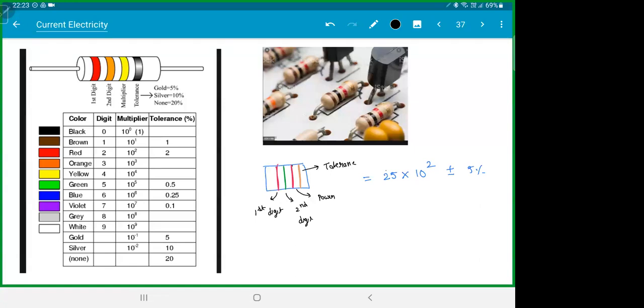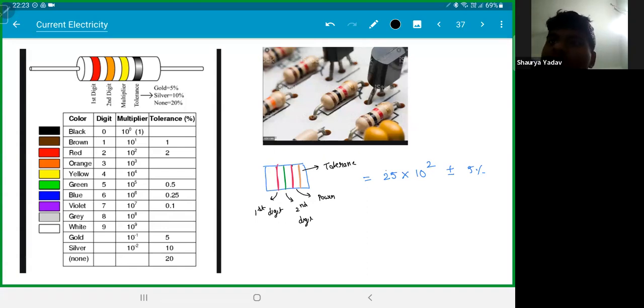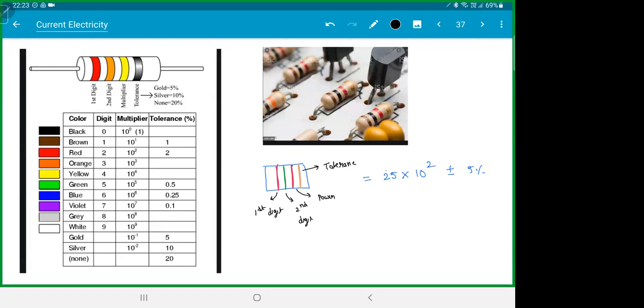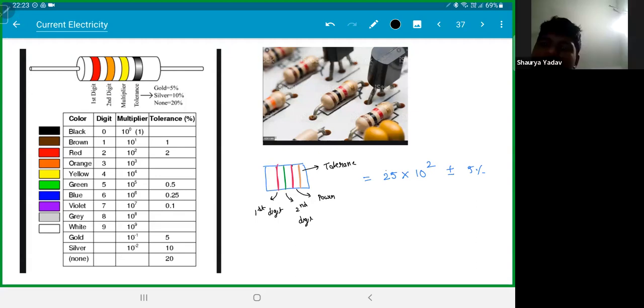If there's no gold and silver, then we're confused. Normally it should be present, right? If it is not present, we are gone. We can't tell anything.